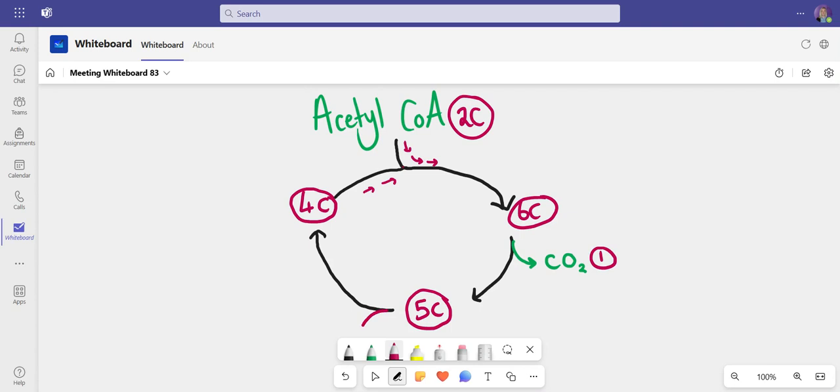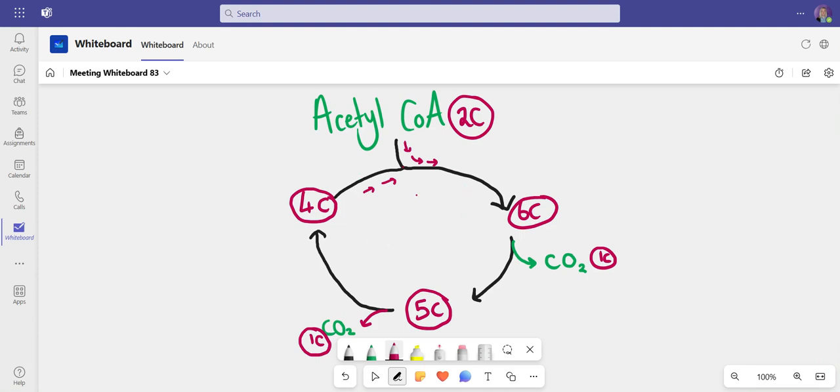And the same thing happens again. If the 5 carbon molecule releases a molecule of carbon dioxide, which is made of 1 carbon, we're then down to 4. And then it keeps going round and round. So 4 plus 2 makes 6. 6 loses 1 to make 5, loses 1 to make 4. 4 plus 2 makes 6. And it goes round and round.